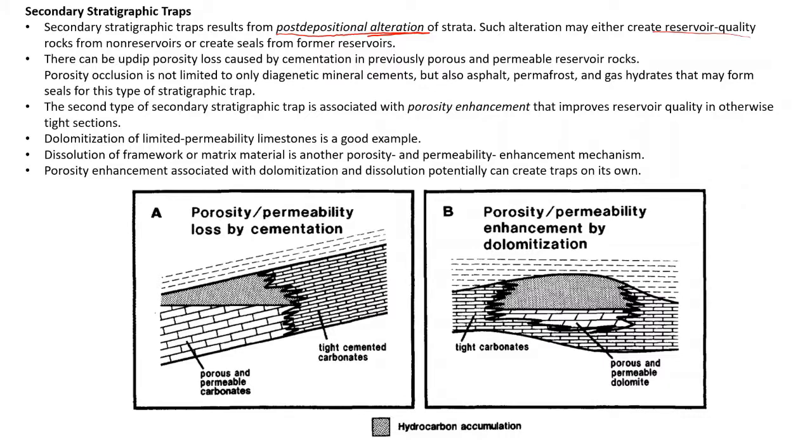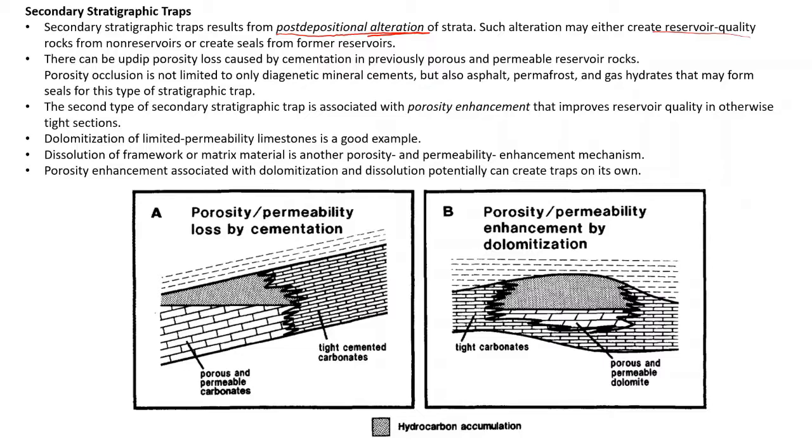So the alteration of this carbonate may lead to the formation of secondary porosity, and it may cause the same rock to become a reservoir. Or there is a previously existing reservoir which is sealed by the alteration of the strata, and it may lose its porosity and permeability. So a previously existing non-reservoir can become a reservoir, and a previously existing reservoir may become a non-reservoir. So these are the post-depositional alteration of strata.